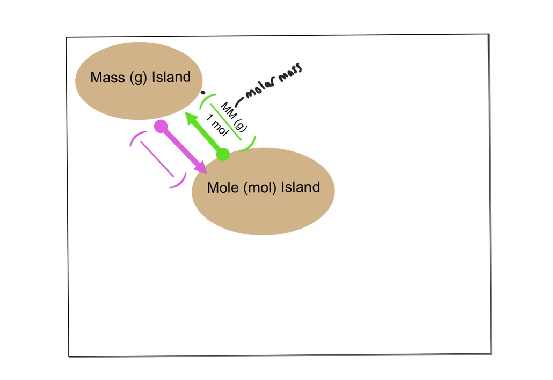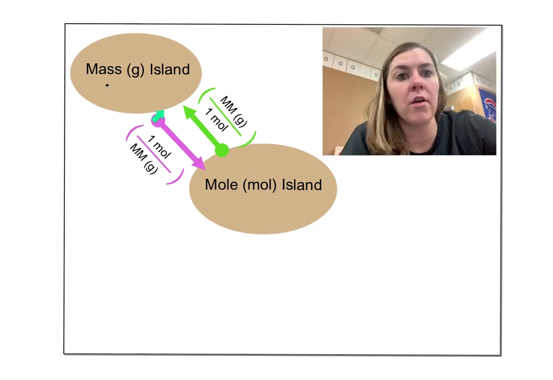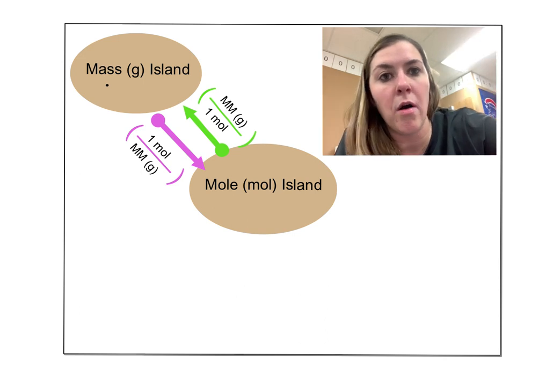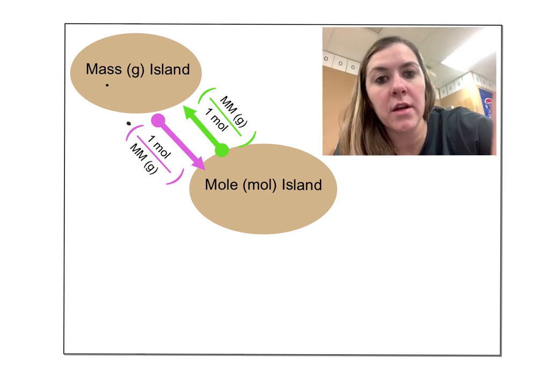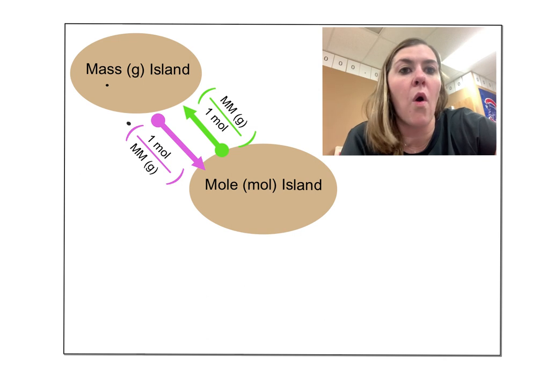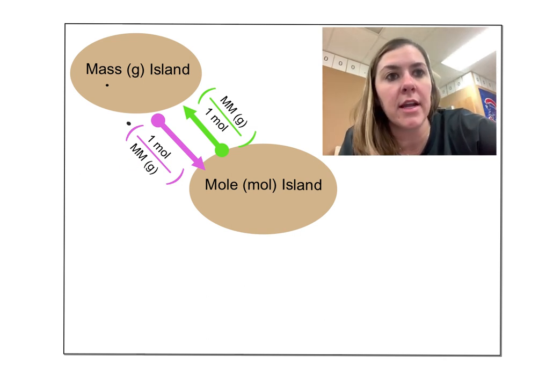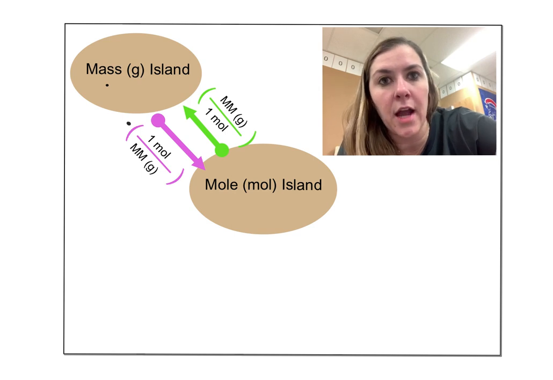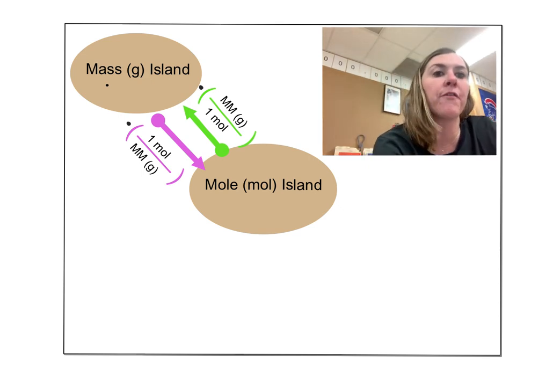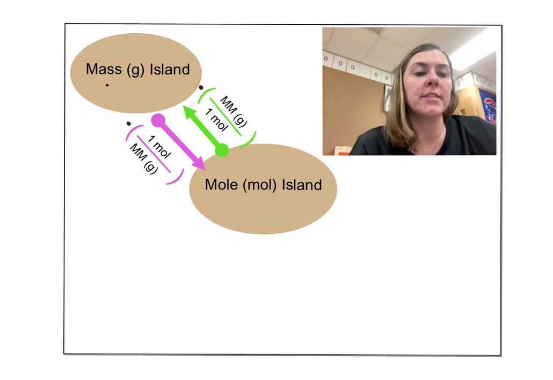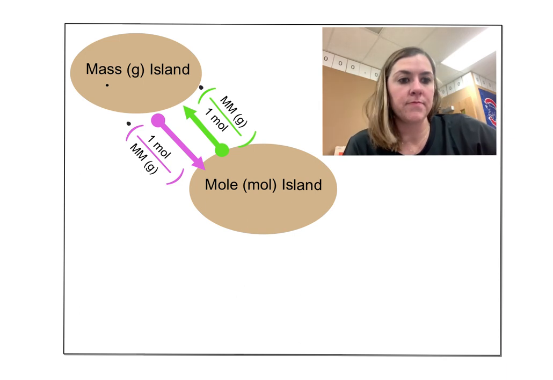Let's take a look. So there it is. When we go from Mass Island to Mole Island, we are going to multiply the given grams by 1 mole over the molar mass for that chemical. The key takeaway here is that these bunk beds that you're writing on your Mole Island paper to help you are always going to get multiplied by the number given. And you can make a note for yourself that MM, in this case, stands for molar mass.